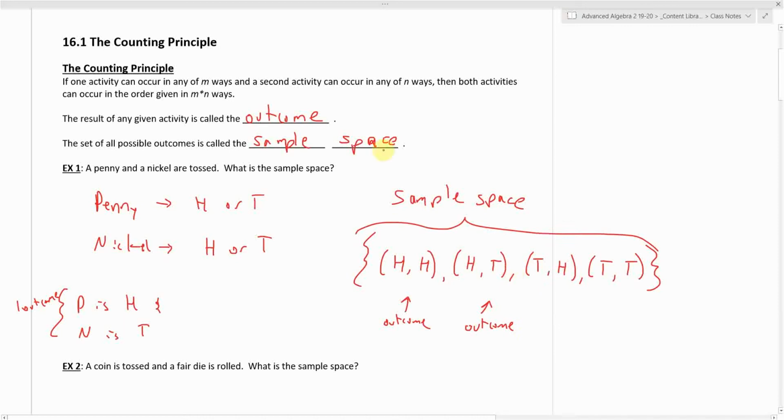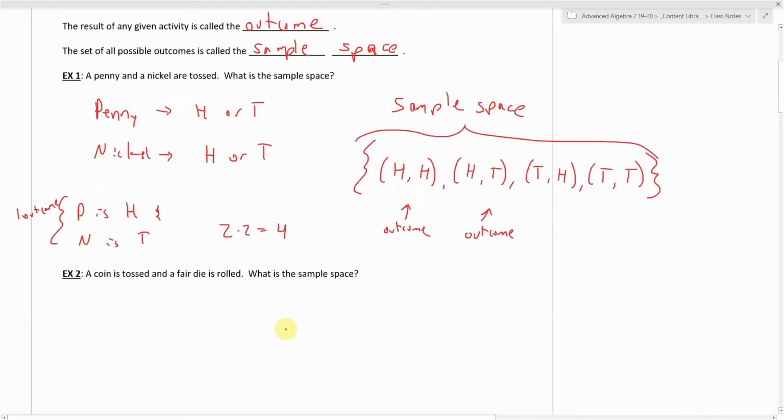Okay, so that's some important terminology to make sure we have a grasp on. You'll notice for the penny there are 2 possible outcomes. For the nickel there are 2 possible outcomes. 2 times 2 equals 4. That's the total possible number of outcomes, how many outcomes are in the sample space, by the counting principle. If there are 2 ways the penny can flip and 2 ways the nickel can flip, then there are 4 ways that they can flip when they flip together. So let's keep working on sample space.